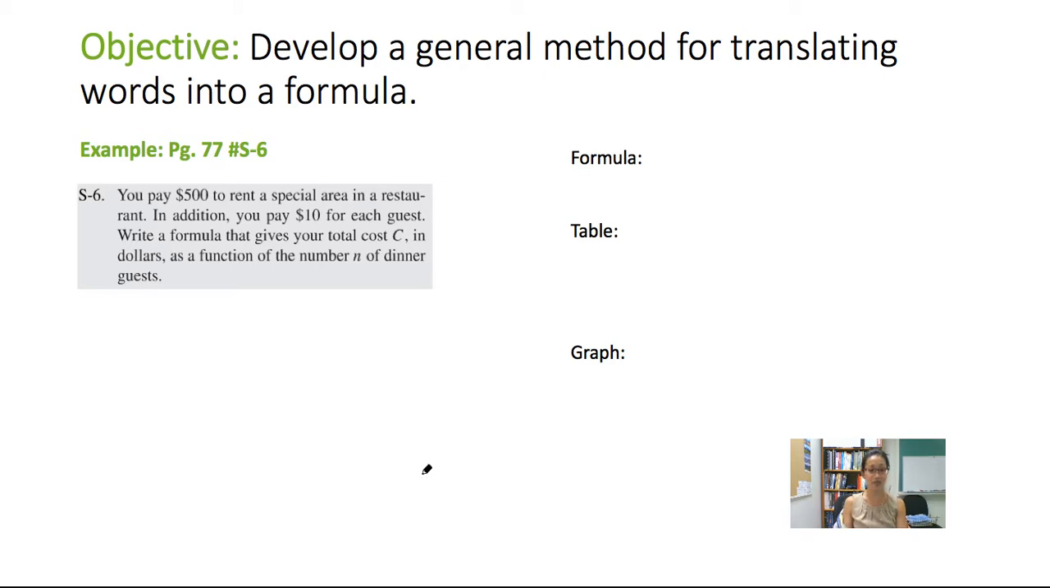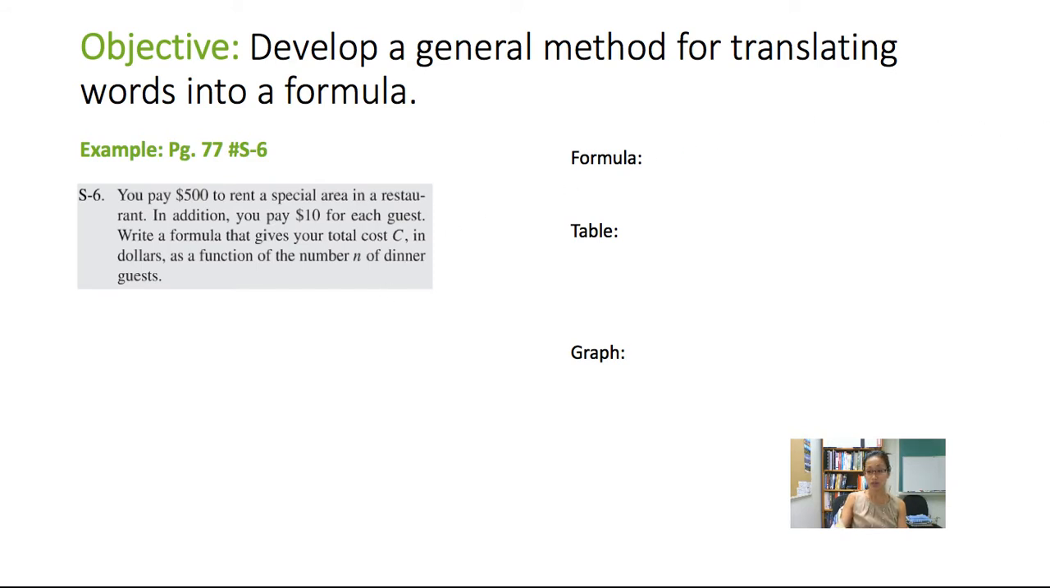In this example, we're told that we want to rent a special area in a restaurant, and it's going to cost us $500 to rent that space. In addition to paying $500, we also have to pay $10 for every guest that we invite. So we want to take a look at how to write a formula that gives us the total cost, which we'll call C, as a function of the number of guests that we invite. So we want to write a formula to calculate total cost when we know how many dinner guests there are.